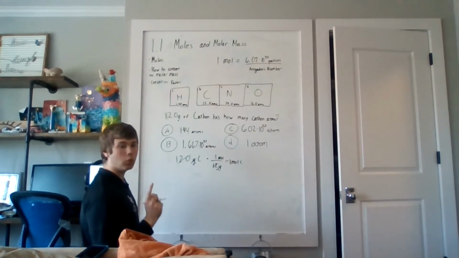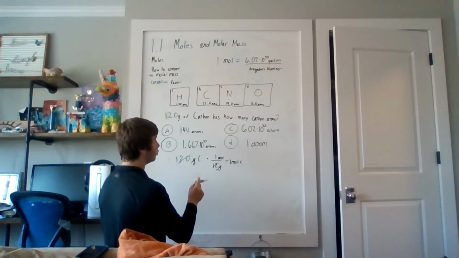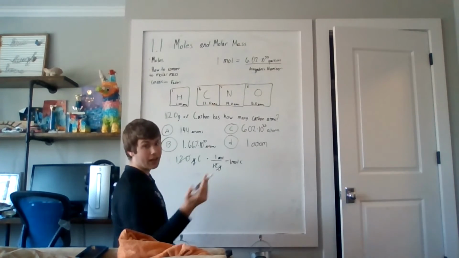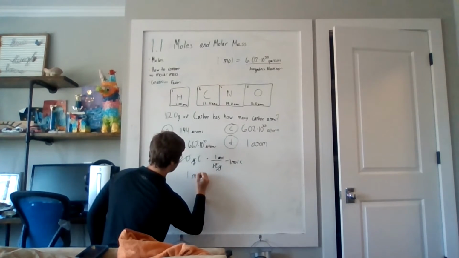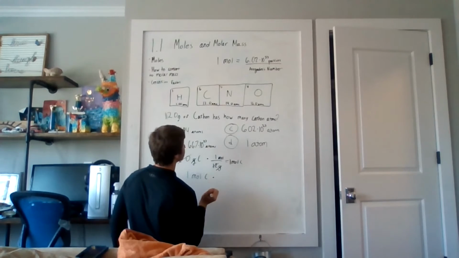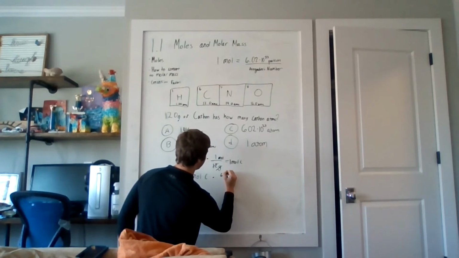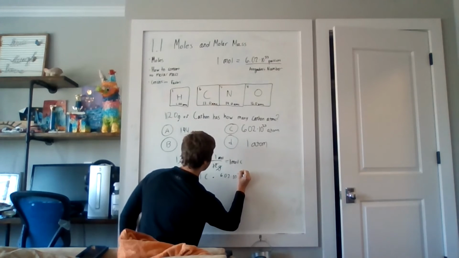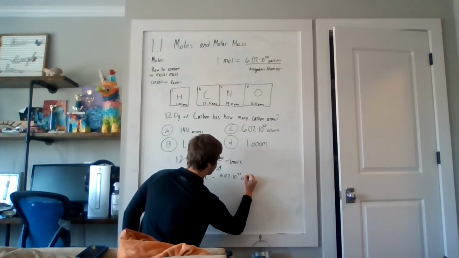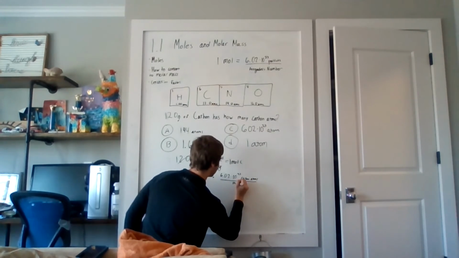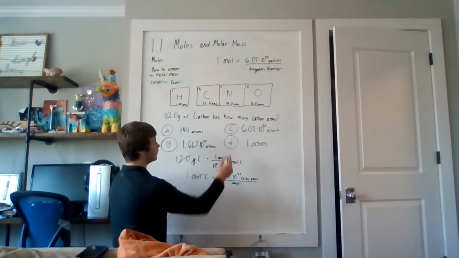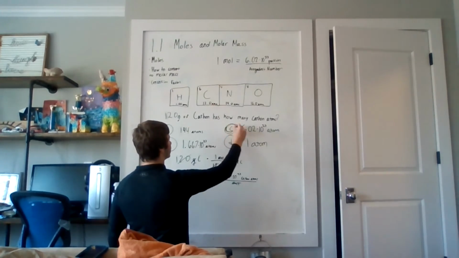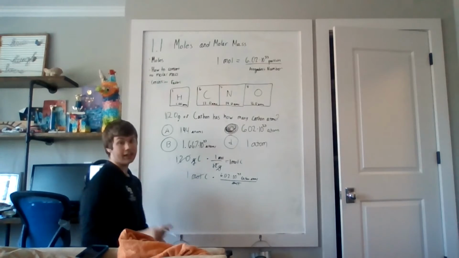And now, since we have this 1 mole of carbon, we can now go from moles to particles, or in this case, carbon atoms. So we do 1 mole carbon times Avogadro's number, which is 6.02 times 10 to the 23rd carbon atoms, in this case, per mole. Moles cancel out, and we end up with 6.02 times 10 to the 23rd carbon atoms. So in this case, C.